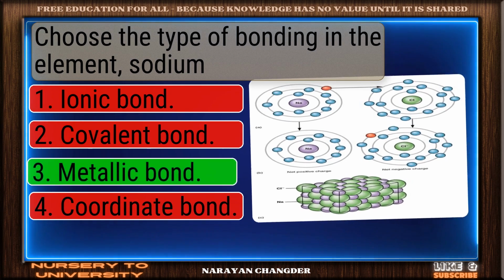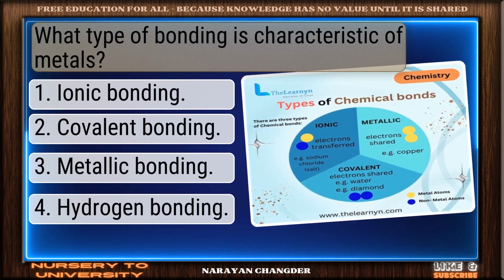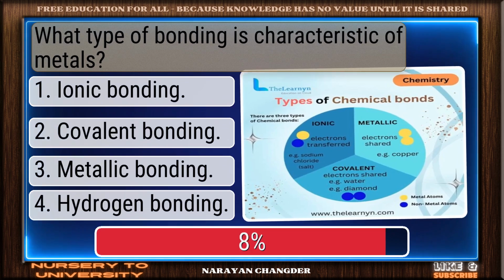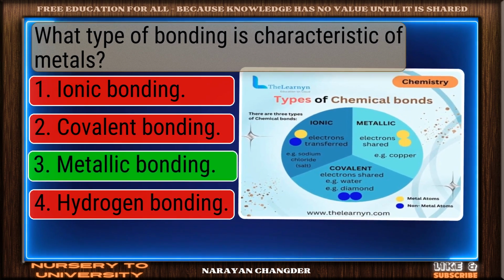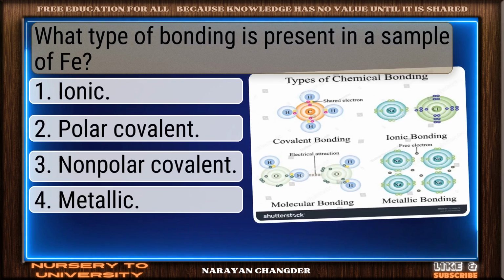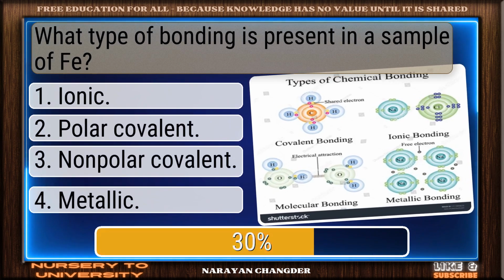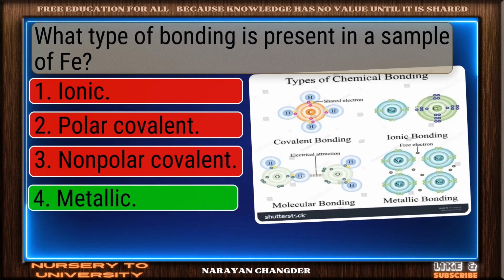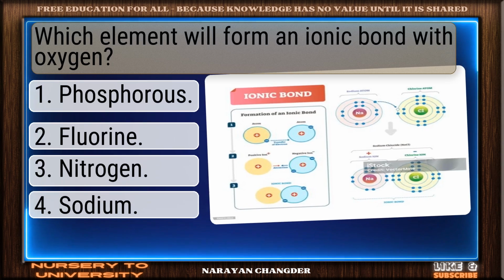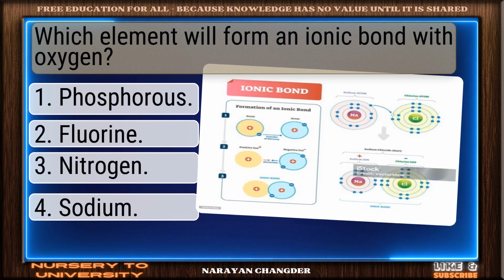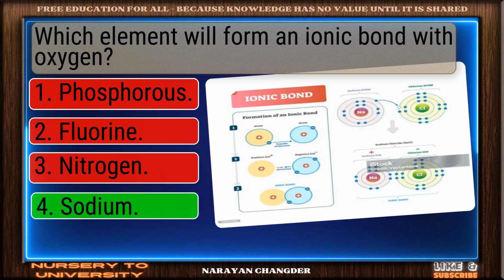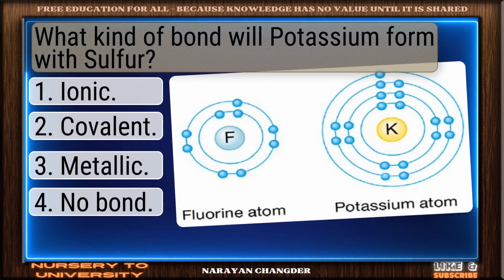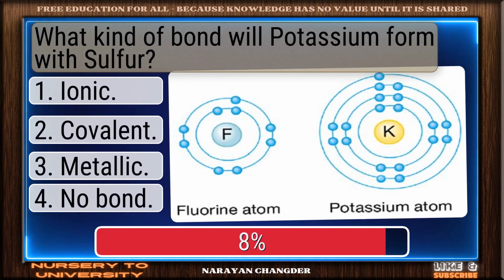Outstanding effort, metallic bond. What type of bonding is characteristic of metals? Well-reasoned, metallic bonding. What type of bonding is present in a sample of Fe? Solid response, metallic. Which element will form an ionic bond with oxygen? Great job, sodium. What kind of bond will potassium form with sulfur?